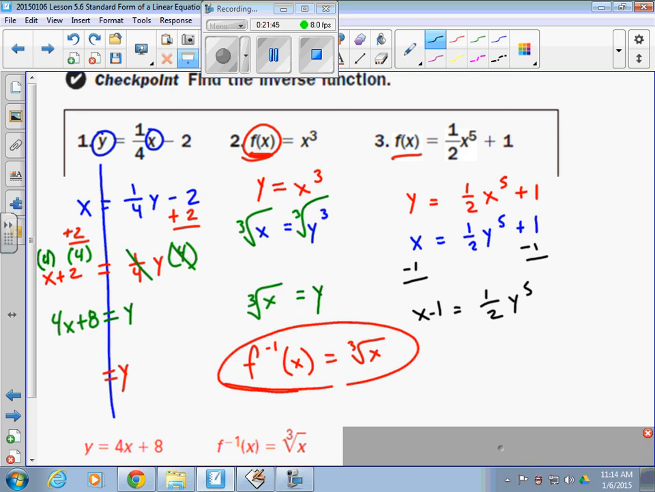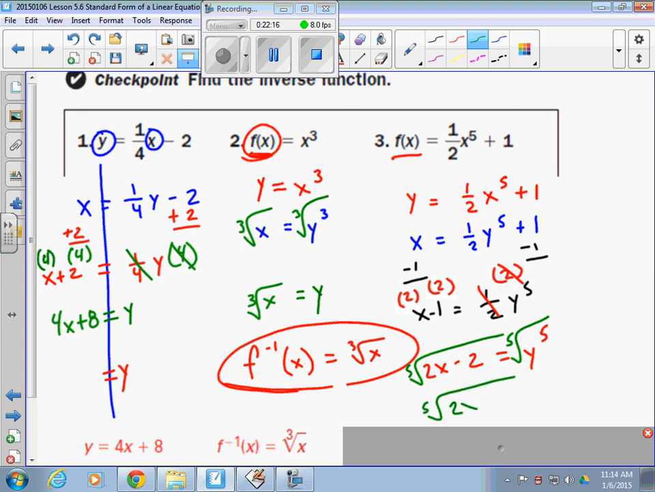1/2 times y is the same thing as divide by 2. So multiply both sides by 2. This times 2, and everything over here times 2. 2 times x is 2x. 2 times negative 1 is minus 2. This will cancel and leave you at y to the 5th. And get y by itself by taking the 5th root of that. Do the same thing over here. So the 5th root of 2x minus 2 equals the inverse of f of x.